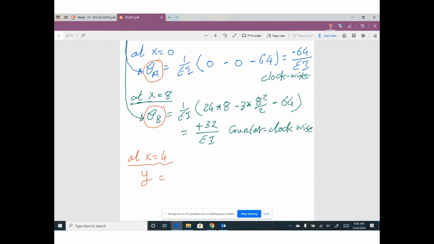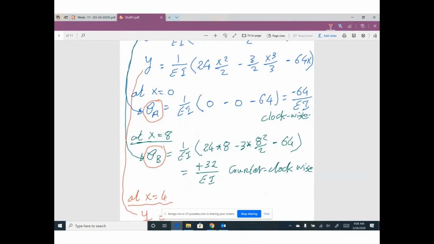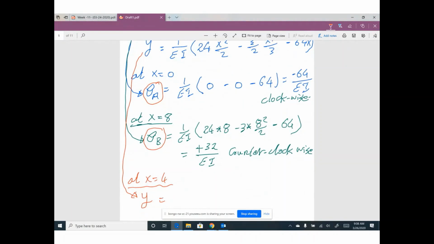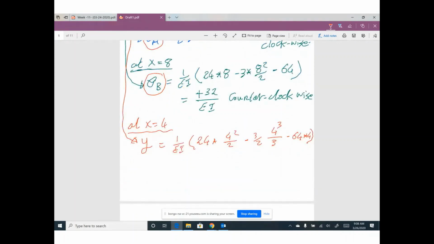deflection y equal. So I will use this equation for deflection. Y equal 1 over EI, 24 times x, which is 4 squared, divide 2, minus 3 divide 2, x cube, 4 cube, divide 3, minus 64 times 4. So I can figure out the final answer, 24 times 16 divide 2, minus 64 times 4. Your final answer equal negative 96 divide EI.